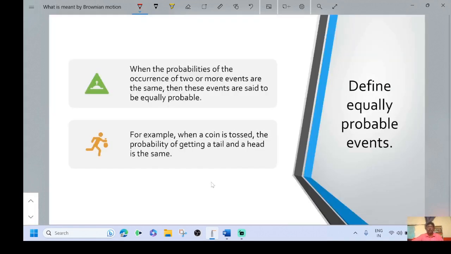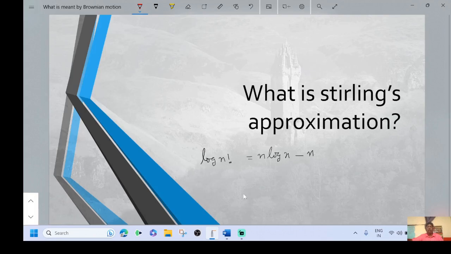Define equally probable events. When the probabilities of the occurrence of two or more events are the same, then these events are said to be equally probable. For example, when a coin is tossed, the probability of getting a tail and a head is the same. What is Stirling's approximation? Log n factorial is equal to n log n minus n. This is Stirling's approximation.